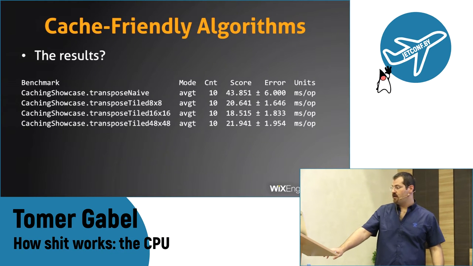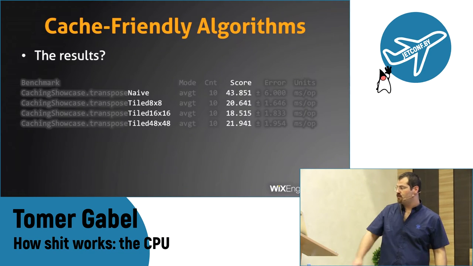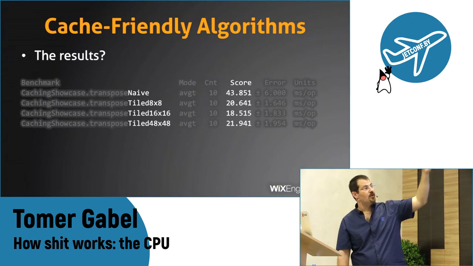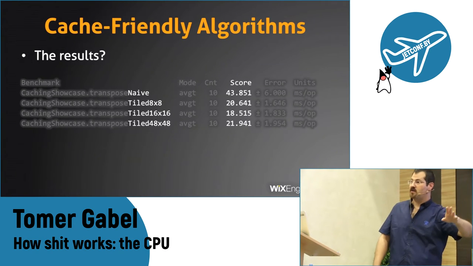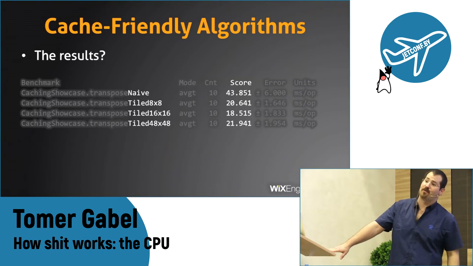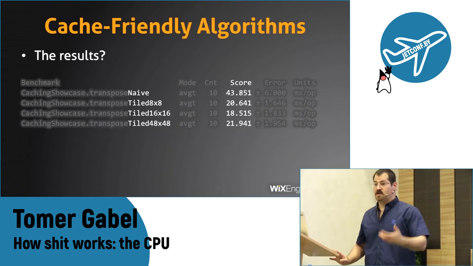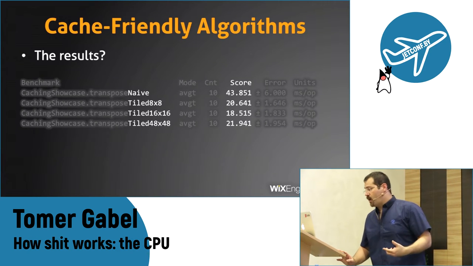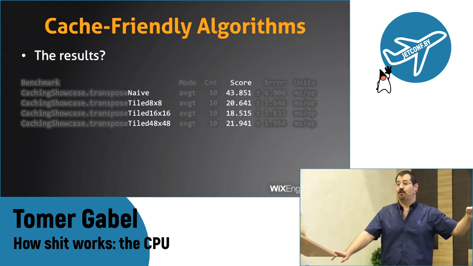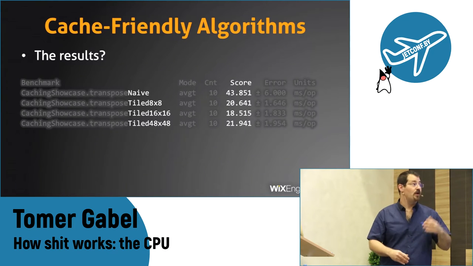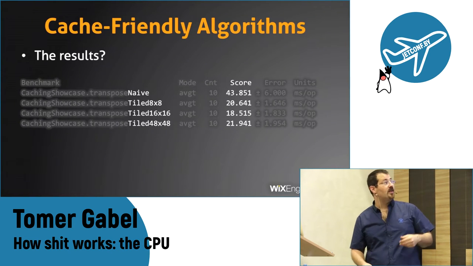So what we have here are four versions of the same algorithm. We have the naive one, which takes about 43 milliseconds on this particular laptop right here to process a 4K resolution image of a cat. And then you have the various tile versions for various tile sizes. So for 8x8 pixels, it takes 20 milliseconds.